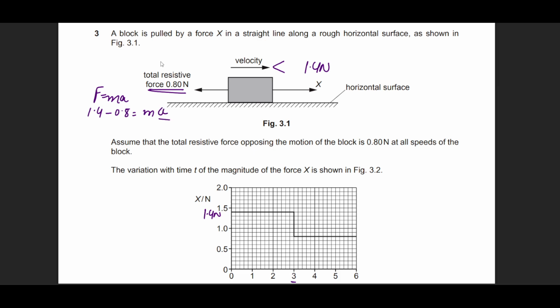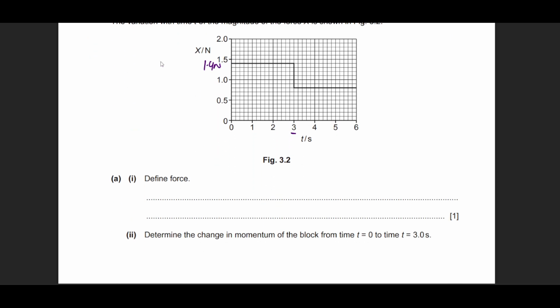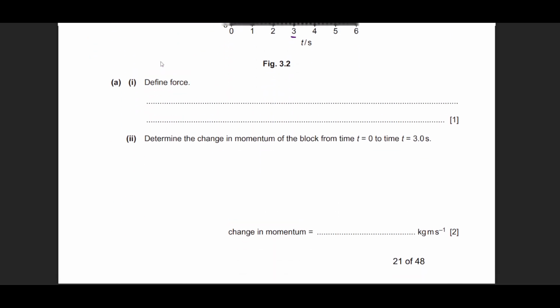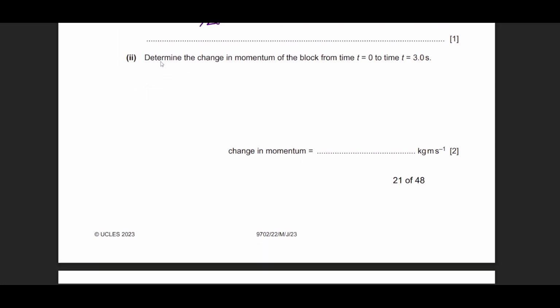There will be a velocity. There will be a change in velocity. So if there is a change in velocity, there will be a change in momentum. Anyways, what is force? Again, rate of change of momentum. Please see the definition from the marking scheme. Determine the change in momentum of the block from 0 to 3. Now, since we're expecting a change in momentum, we can go back to the formula, that is F equals rate of change of momentum. Bring that to here. This is resultant force multiplied by the change in time equals the change in momentum.